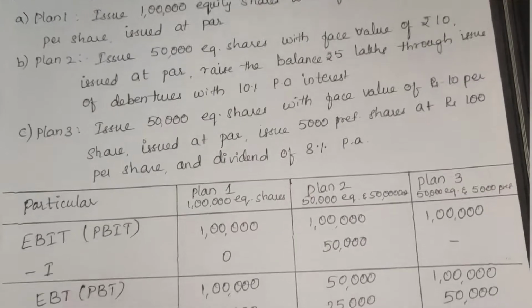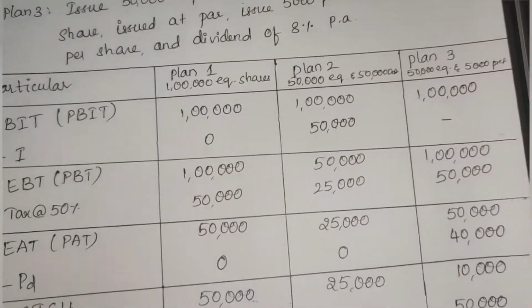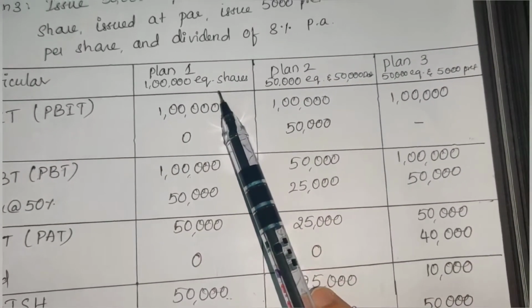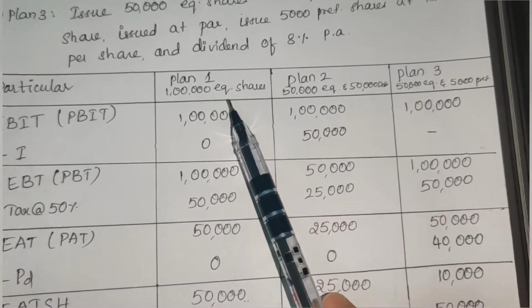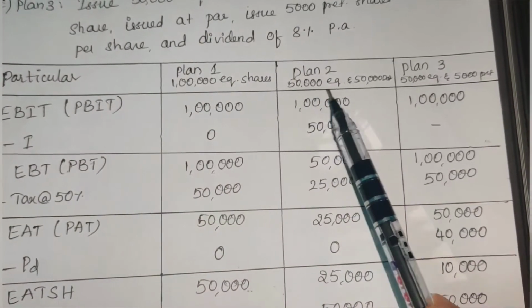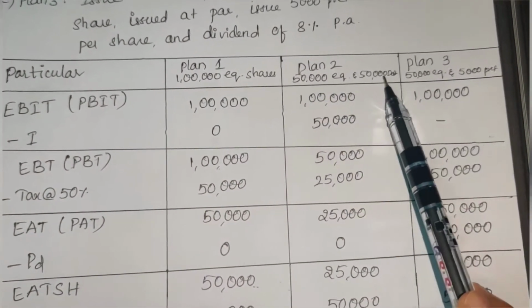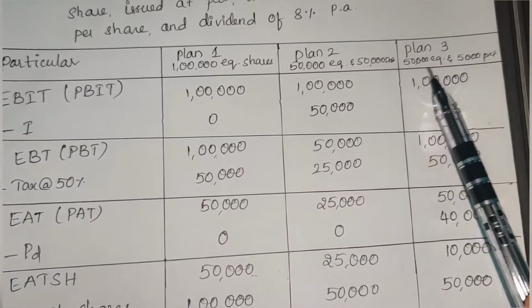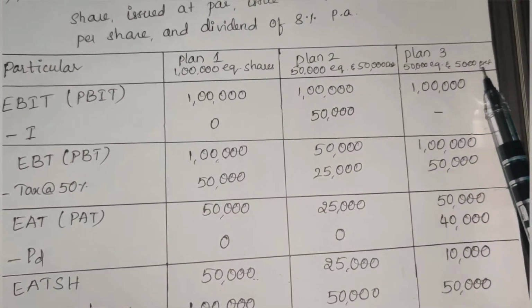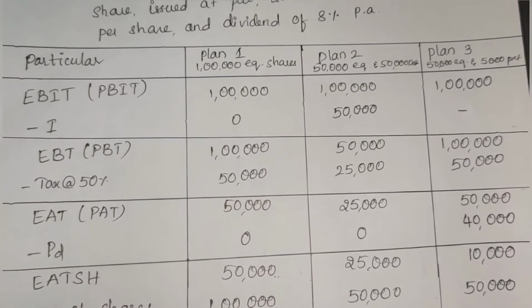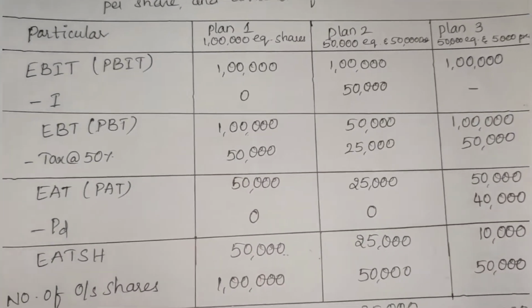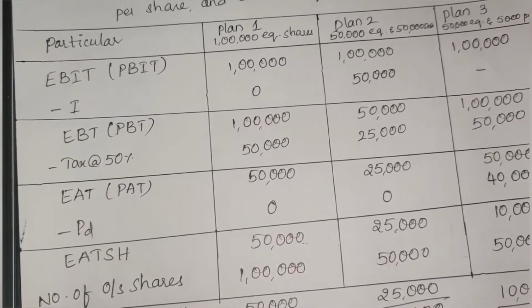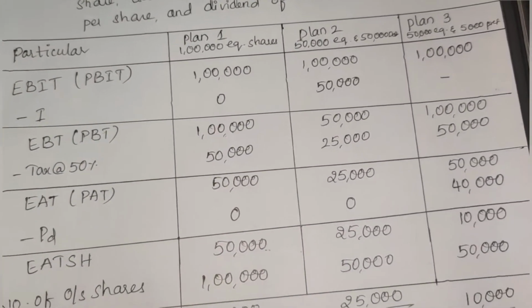So here the three plans are given. Plan 1, 1 lakh equity shares at the rate of 10 rupees per share, so taking 10 lakhs. Next, 50,000 equity shares, 5 lakhs debt at the rate of 10% interest. Next, 50,000 equity shares and 5,000 preference shares at the rate of 8% preference dividend. So EBIT we have considered 1 lakh.